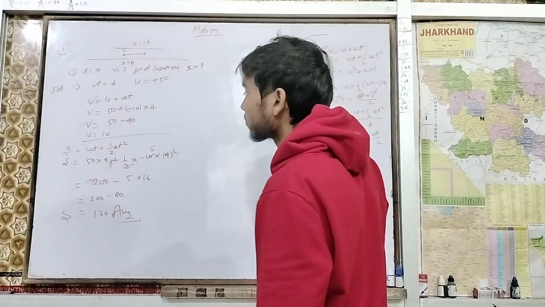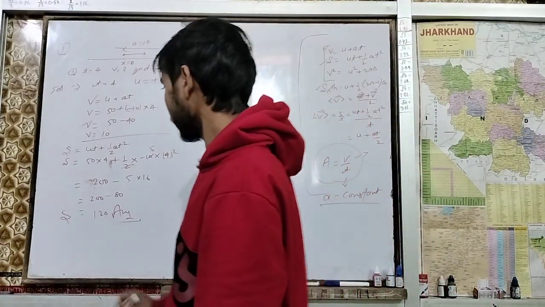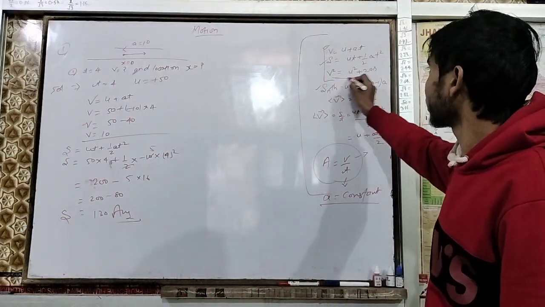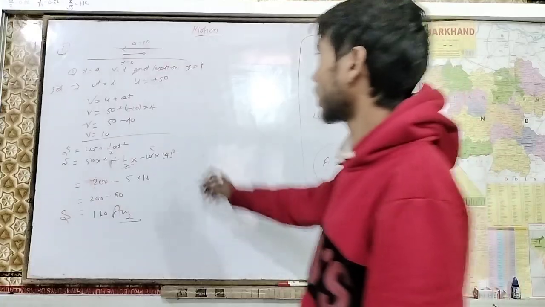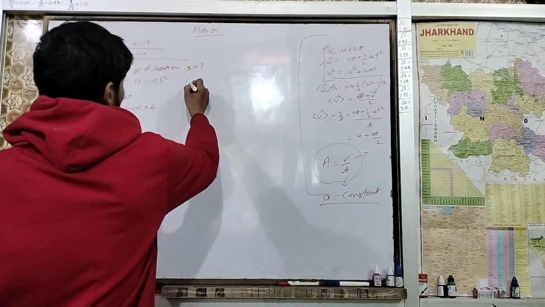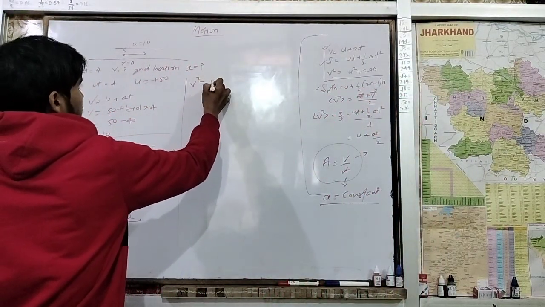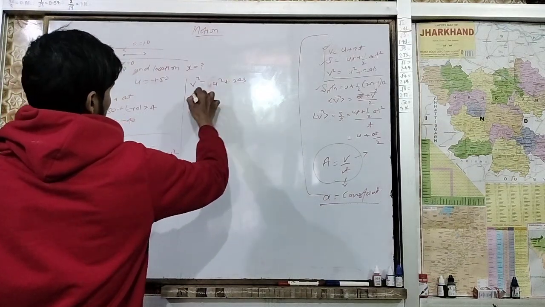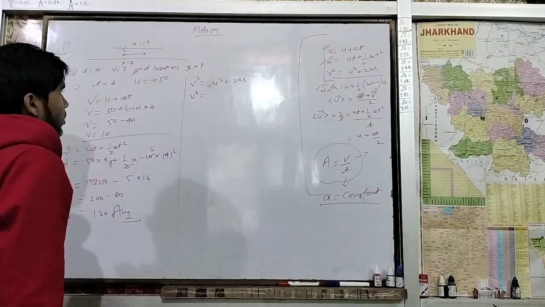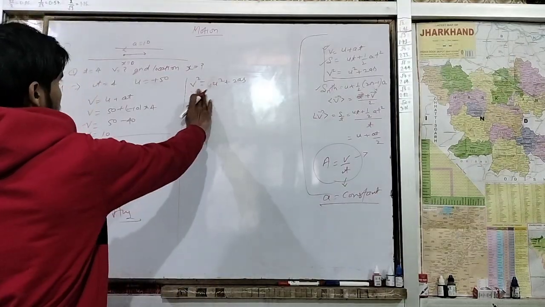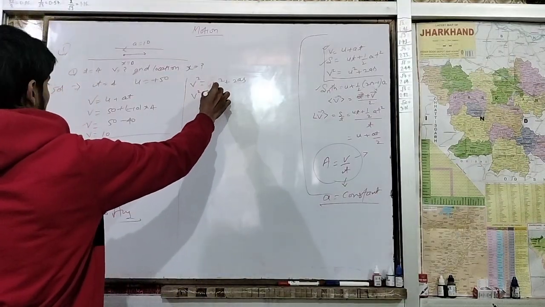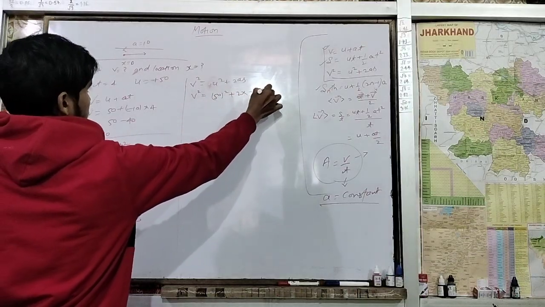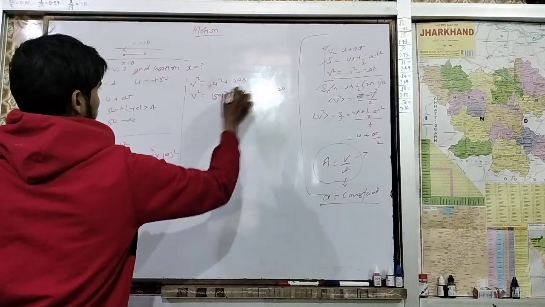120 with respect to time. Can you find the v raised to power 2? Yes, of course we can find. V raised to power 2 is nothing but u square plus 2as, which is equal to u is 50 raised to power 2 plus 2 multiplied by minus 10 multiplied by minus 120.